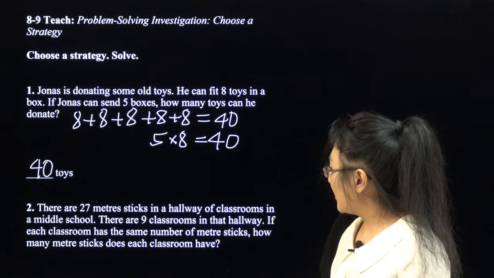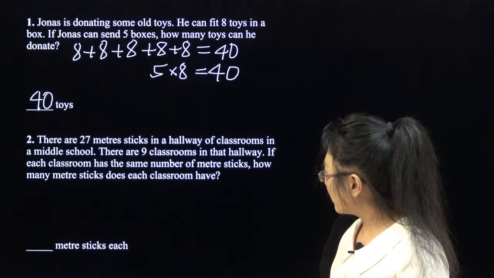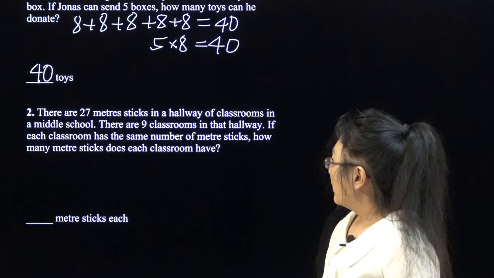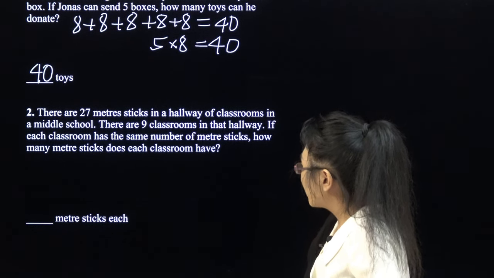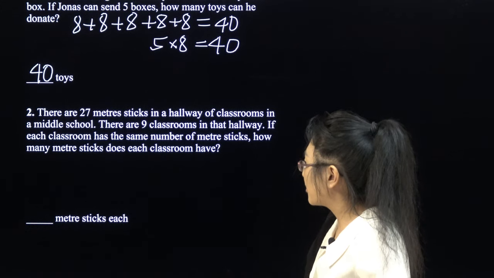There are 27 meter sticks in a hallway of classrooms in a middle school. There are 9 classrooms in that hallway. If each classroom has the same number of meter sticks, how many meter sticks does each classroom have?